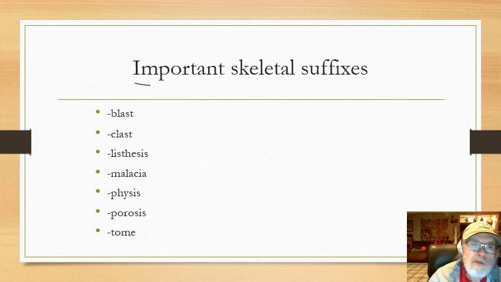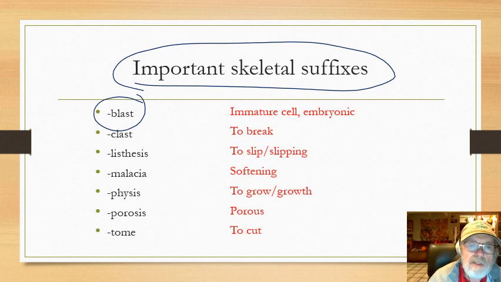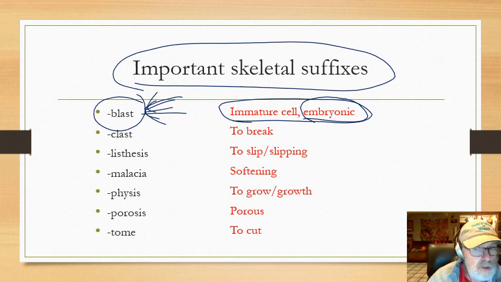Okay, a couple of important skeletal suffixes, and we're almost getting to the end of this puppy. Blast, okay? Blast is a word that means an immature cell. That's where we get osteoblast. It's an immature cell that comes from embryonic origins, or what's called mesenchyme, if you remember that word. But basically, it's a cell that has to grow up yet. Okay, blood cells. When blood cells go from a stem cell to an erythrocyte, a red blood cell, at some point they're called an erythroblast, which is an immature red blood cell.